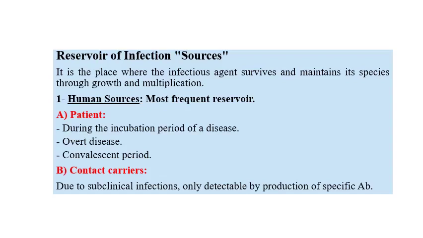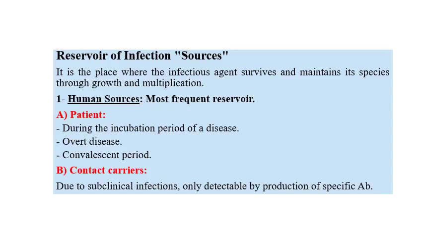The overt disease is the case when the patient has all the symptoms appearing on him and he is known to have the disease. The convalescent period is after being cured. After curing, the organism may still be in his body and he may still be a source or reservoir of infection. B, contact carriers. Like for instance the medical staff, because they are in contact with patients, so they can easily be infected.